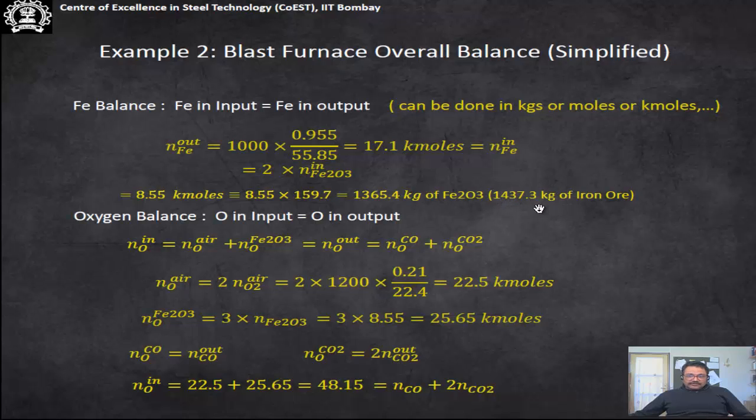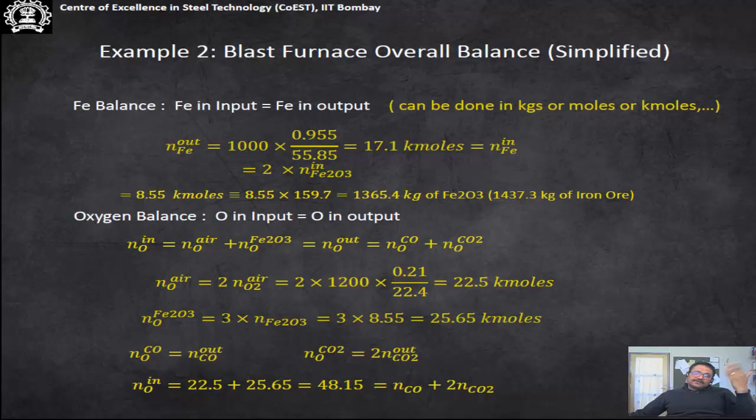The next is the oxygen balance. Again, the oxygen in the input should be equal to the oxygen in the output. The oxygen comes through air as well as Fe2O3, that is iron oxide. These are the sources as far as this problem is concerned. Of course, as I told you, if there are other reductions like SiO2 or MnO, then that oxygen also has to be accounted for, because that oxygen actually goes from the solid phase to the gaseous phase.